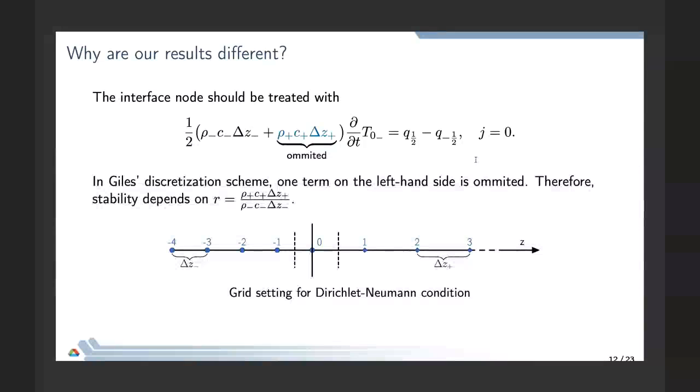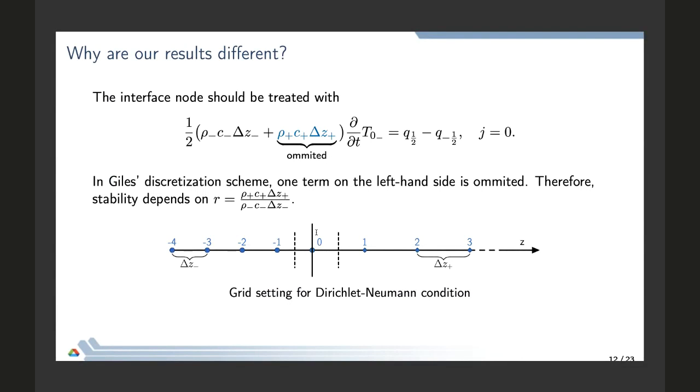So why are our results different from the previous results? It actually comes down to the way we handle the interface node. In our settings, we have a cell across the interface, which is numbered 0. For cell number 0, one of the bounds is on the left side, and the right bound belongs to the atmosphere. The other bound belongs to the ocean.